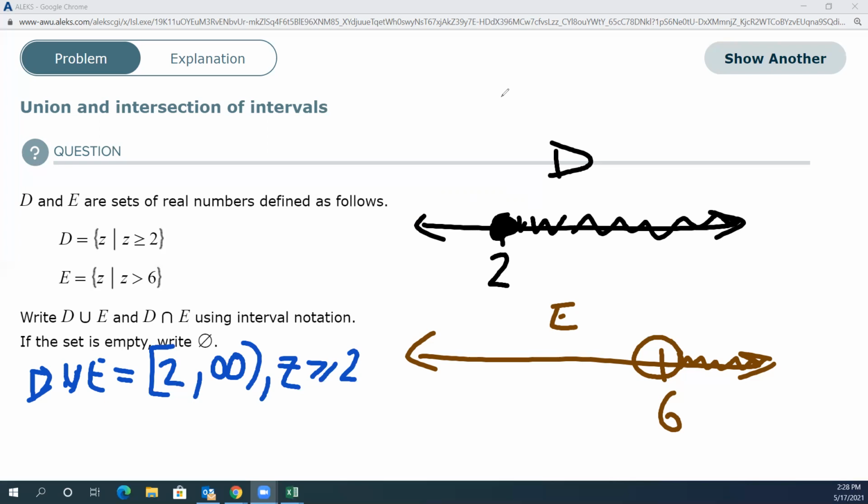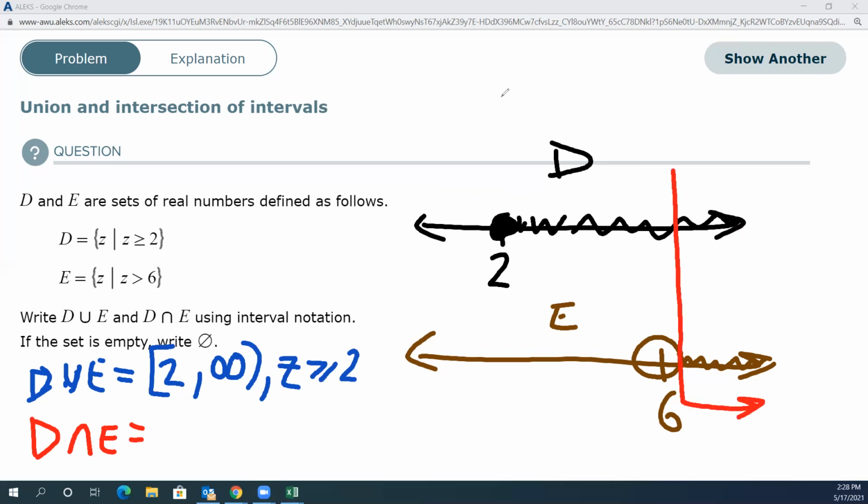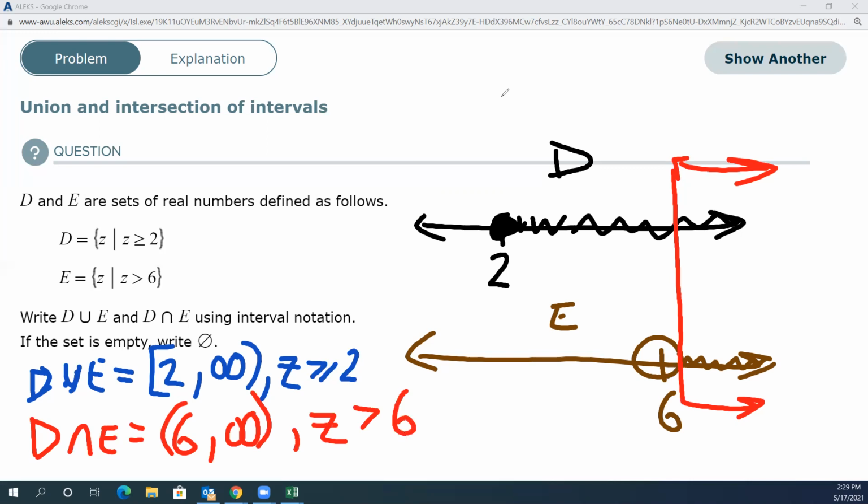Okay, so what about the intersection of the two sets? Well, intersection is only what they have in common. And if I pick up one of them and I drop it on the other, the overlap, the part that they have in common, is only going to be from there over. So that would be just everything from 6 on up, or in other words, all numbers greater than 6.